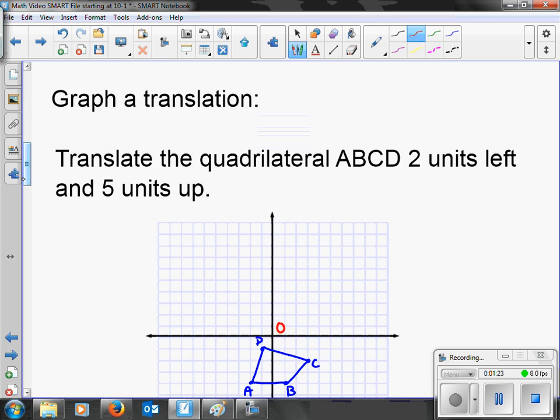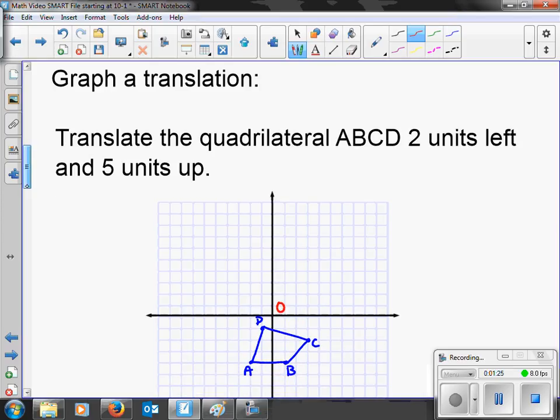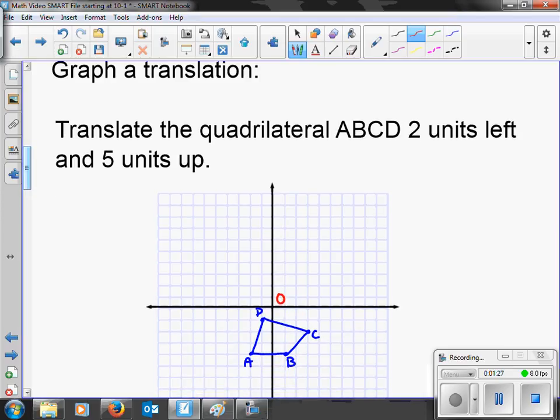So it says graph a translation. This is where you need graph paper. Okay, because you need this. This is called a coordinate plane. And if you don't have graph paper, because I forgot, you can easily Google some and print it out. But you'll need a coordinate plane.